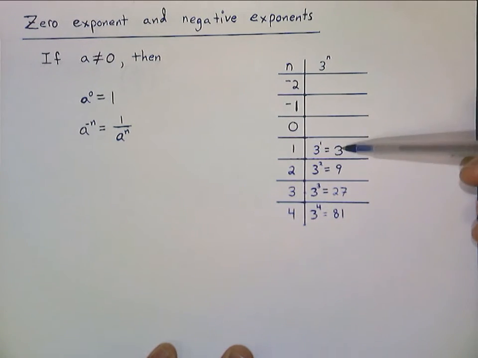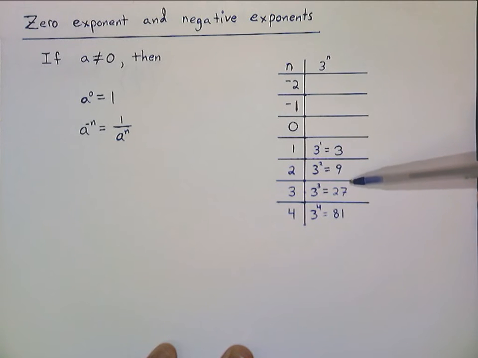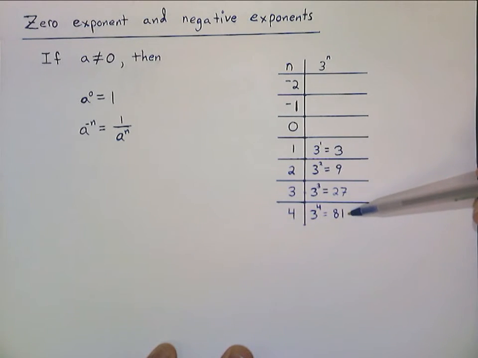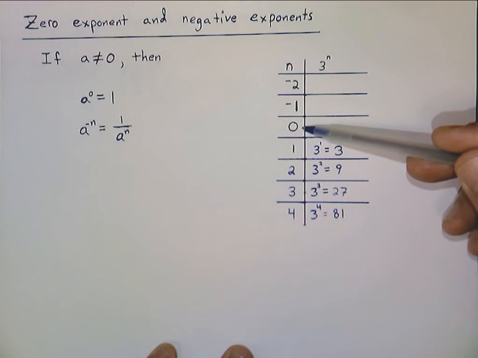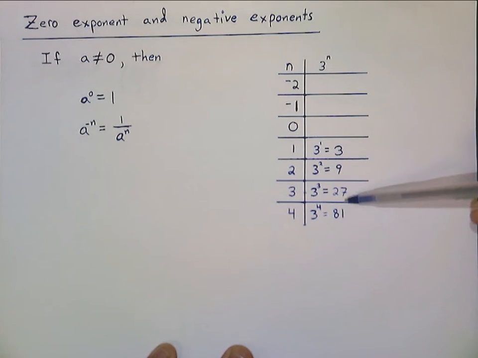And we just see how this pattern goes. Going this direction, we just keep multiplying by another factor of 3. So in order to figure out what an exponent of 0 means, well, we just follow this pattern backwards. So to get from 81 to 27, we divide by 3.